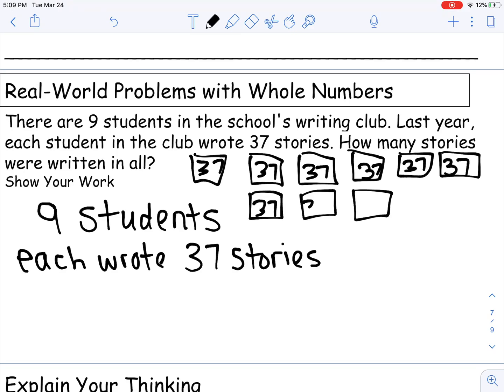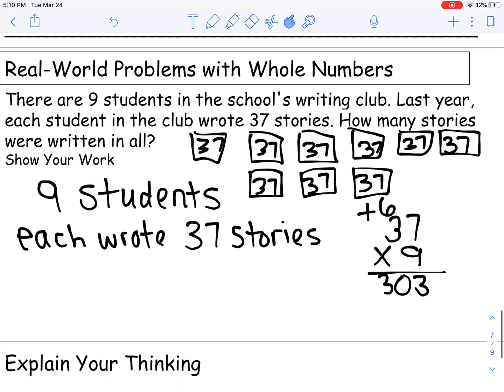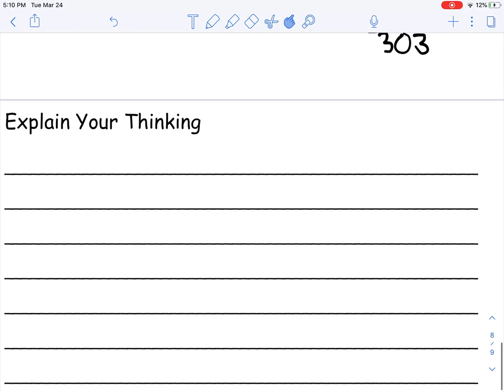Now, this could be repeat addition, but we're in 4th grade. Well, technically we're in 4th grade. So what are we going to do? Well, we're going to multiply. 37 times 9, because we're going to do the more efficient way. 9 times 7 is going to give me 63. Carry my 6. 9 times 3 is 27. Plus 6 is going to give me 33. So I get 303 stories.